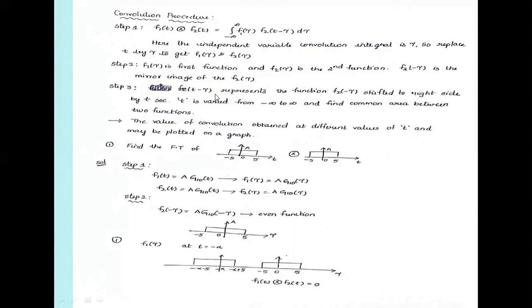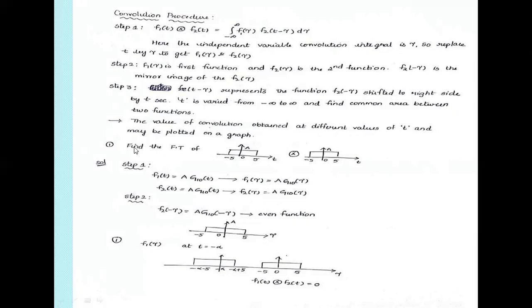And third step, t minus tau represents the function f2 of minus tau shifted to the right side by t seconds. t is varied from minus infinity to infinity. Find the common area between the two functions. The value of the convolution obtained at different values of t may be plotted on the graph. Now you can follow this procedure to find the convolution of the two functions.